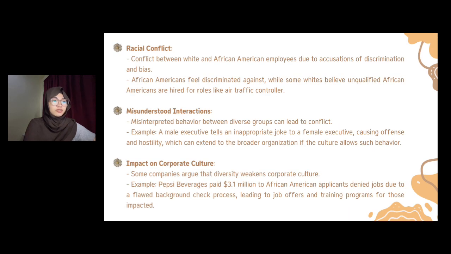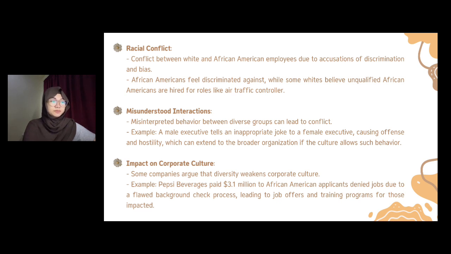Second is racial conflict. So, based sa textbook definition, conflict between white and African or American employees due to accusation of discrimination and biases. So, dito is may stereotypes na nangyayari which can result in discrimination and leading to resentment from both sides. So, third, misunderstood interaction. Kapag magkaiba kayo ng kinasanayan, there is a tendency na may conflict na mangyayari since nami-misunderstand nila.